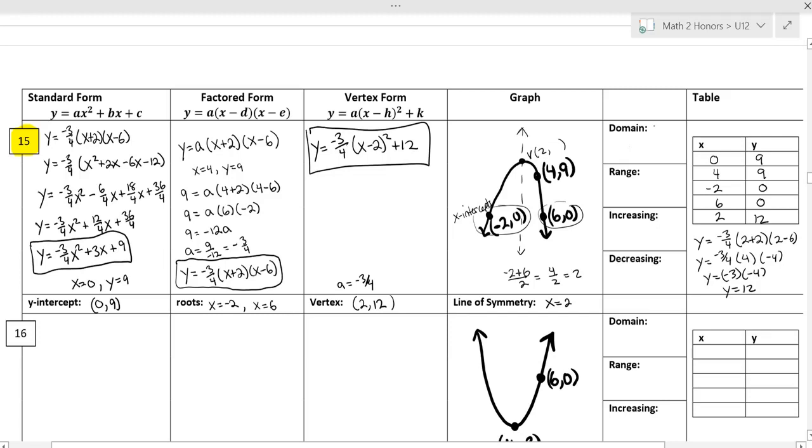Domain of this thing, all real values. Range, it's got a maximum at that vertex. So the maximum height is 12. So all y values less than or equal to 12. This thing increases on its first half, so when x is less than the middle, less than 2, and it drops after it reaches its maximum height, so when x is greater than 2.